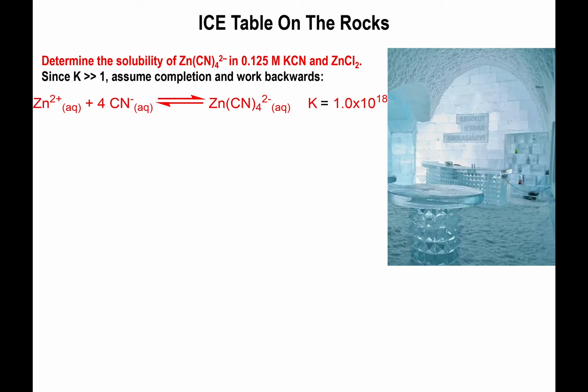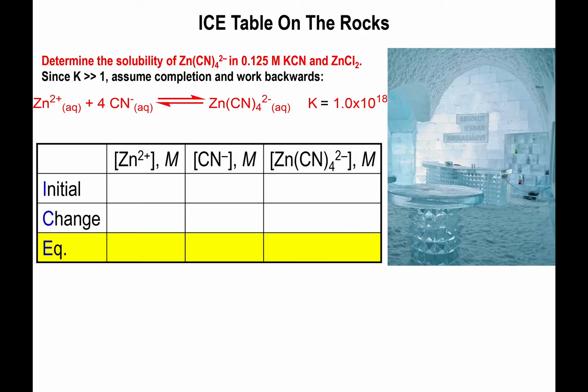Now, because the value of the equilibrium constant is so large, we are going to assume that this goes to completion. That's going to be the assumption we're going to make, and we're going to work our way backwards from that point forward. So this is the way it goes. You have your ICE table, zinc 2 plus, cyanide, and then you have your tetracyanozincate complex at the end. Initially, you start with 0.125 molar concentration of cyanide and zinc 2 plus, so those are the initial concentrations. The initial concentration for the complex is 0.